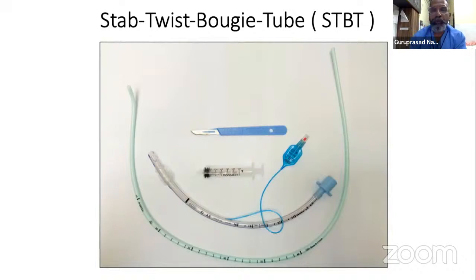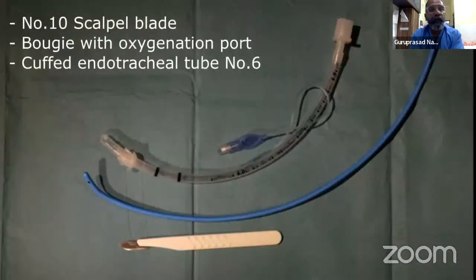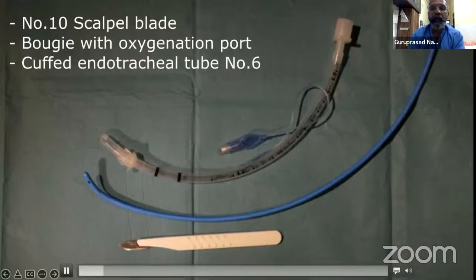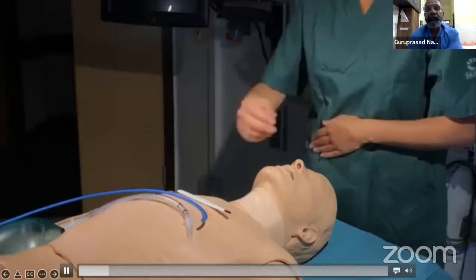So I'll just show you a video of the stab twist bougie technique. What you need is a number 10 scalpel blade, a bougie, preferably with an oxygenation port. You can see a small hole there which oxygenates the patient, and a size 6 endotracheal tube.